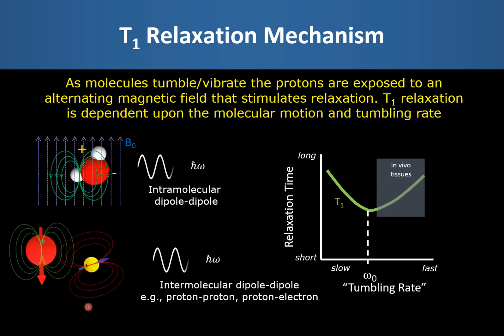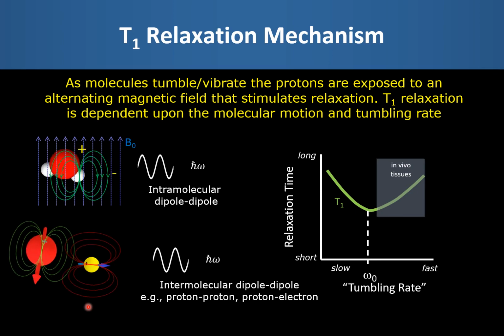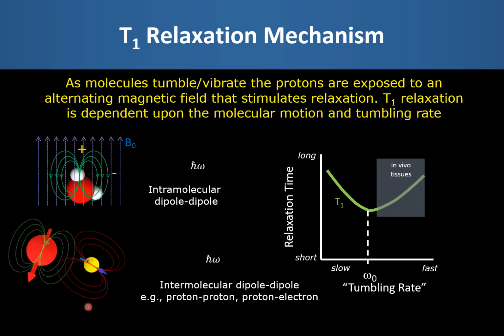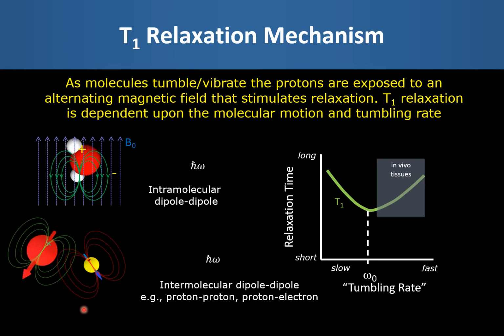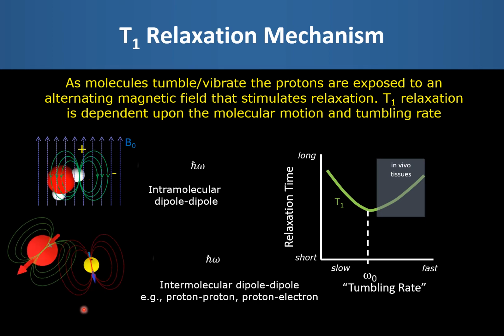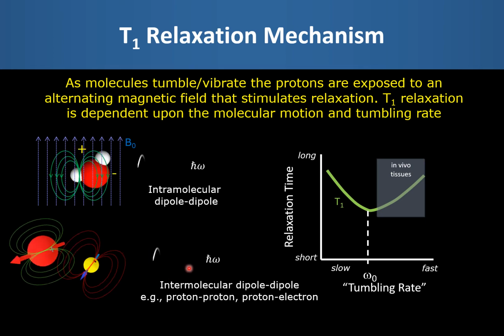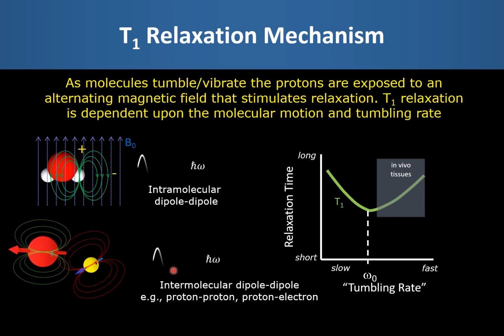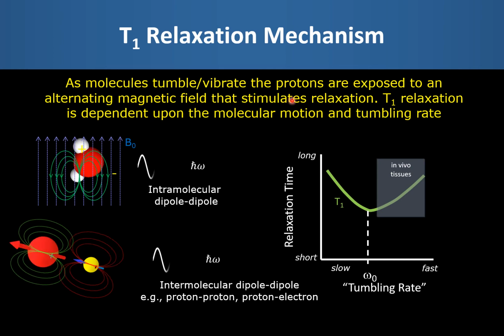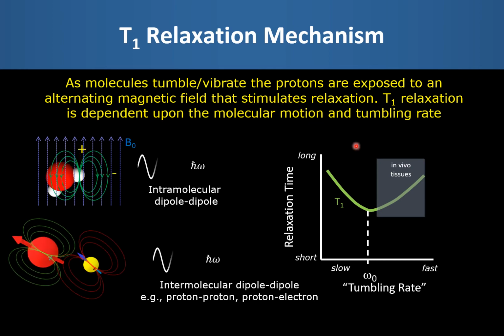Similarly, if we have intermolecular dipole-dipoles between two protons or between a proton and electron, as we've got here, again, depending on that tumbling rate, we will be generating alternating magnetic fields of different frequencies, and those frequencies that happen to match the Larmor frequency will stimulate the relaxation.